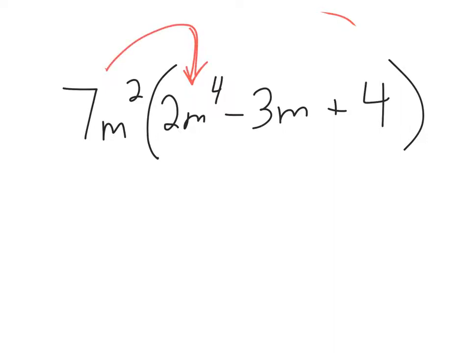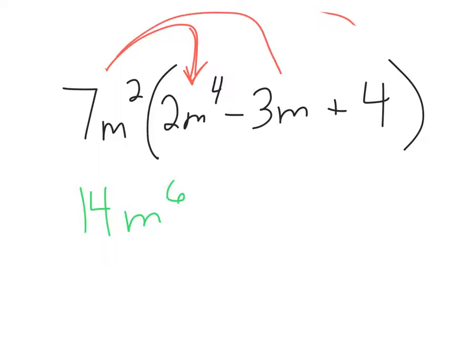So we can go ahead and multiply the two numbers together, 7 times 2, which we know is 14. And then think of your product rule for our multiplication of those two exponents. I just showed you that one. M to the power of 2 multiplied by m to the power of 4. We can just add those two numbers together, and that would be m to the power of 6. Okay, so that's how we multiply those two exponents.